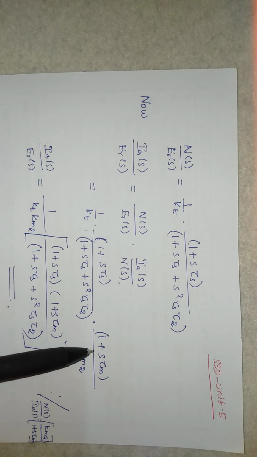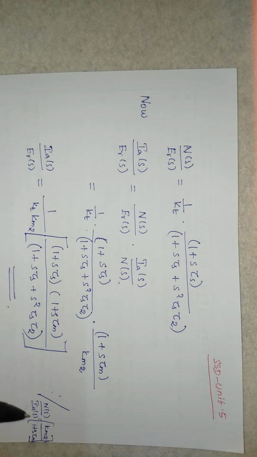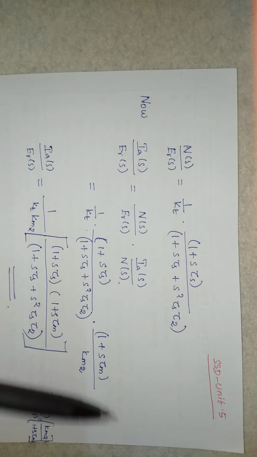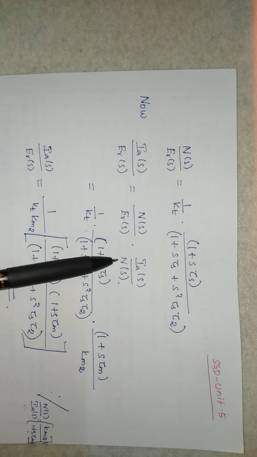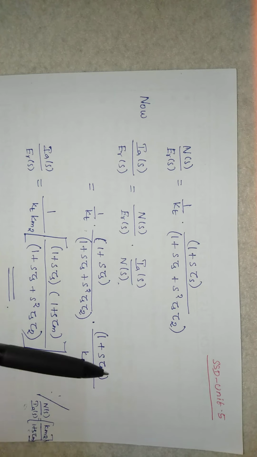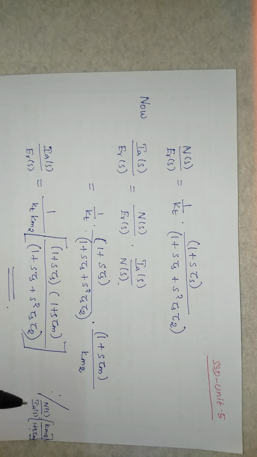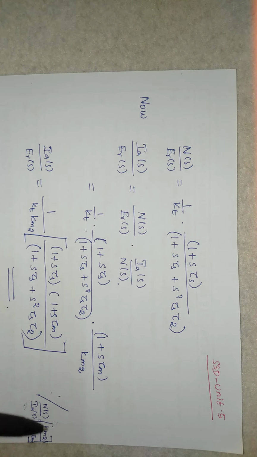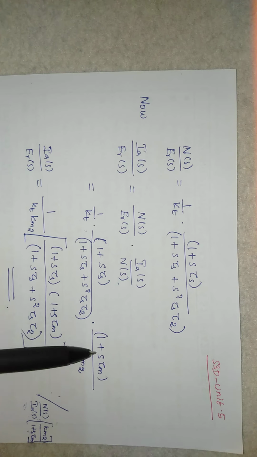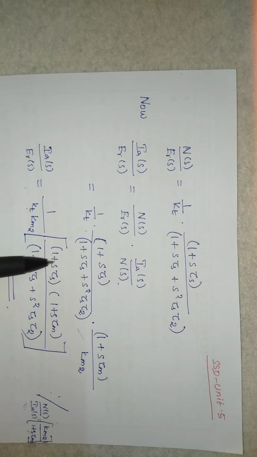For Ia of s by n of s, we have the previous equation, that is n of s divided by Ia of s is equal to Km2 divided by 1 plus s tau m. We substitute that value here. We need only Ia of s divided by n of s, so we invert this term. If you go for Ia of s by n of s, the denominator comes up and the numerator becomes the denominator: (1 plus s tau m) divided by Km2. If you multiply these two terms, you will get 1 divided by Kt Km2, (1 plus s tau s) this term and this term divided by the entire term.